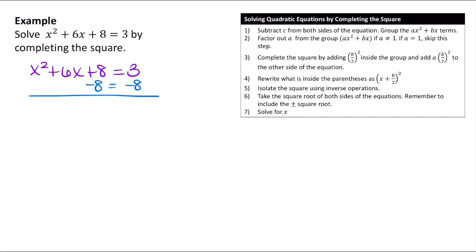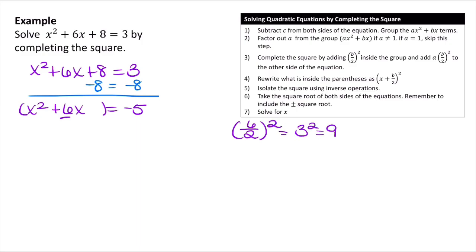And when I do that, I get x squared plus 6x equals 3 minus 8, which is negative 5. Okay, so now this x squared plus 6x, I'm going to group those terms, and I'm going to decide what I need to do to complete the square. Well, what I'm going to do is take that b value, which is 6, divided by 2, and then square it. 6 divided by 2 is 3, so I have 3 squared, which is equal to 9.